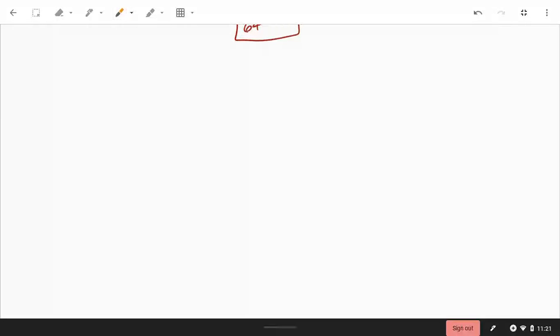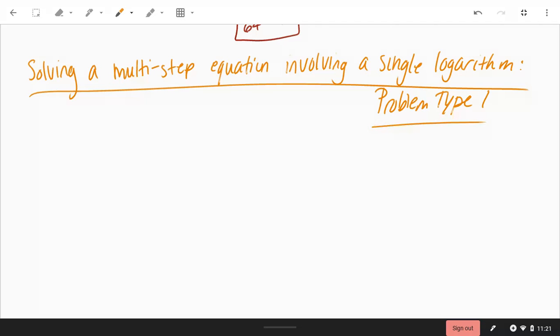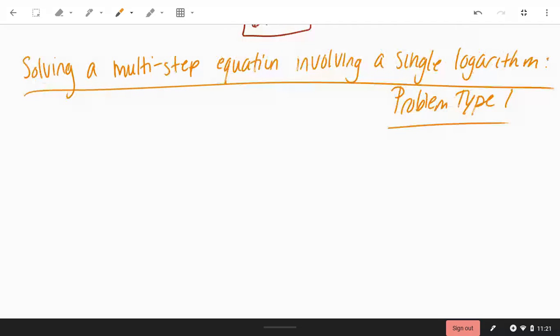Okay, the next one we have is solving a multi-step equation involving a single logarithm. And we have a few problem types for this one. They call this one problem type 1. Okay. So this one we have log, and again, put these in exponential form.